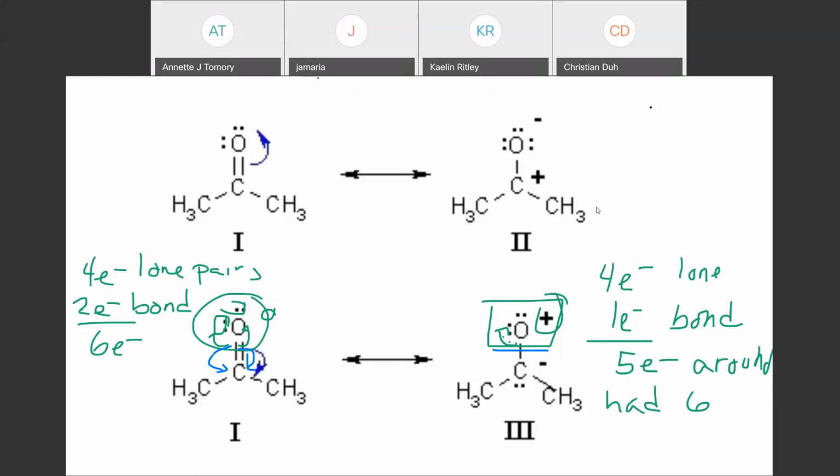So all this was just to describe why it's positive and which side's negative? Yes. Oh, okay. And that's called the formal charge.